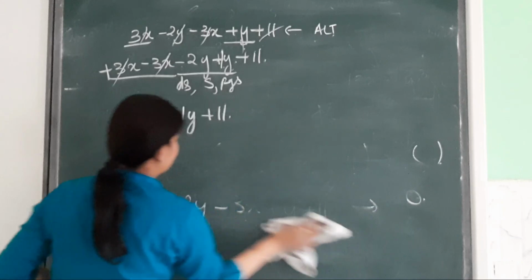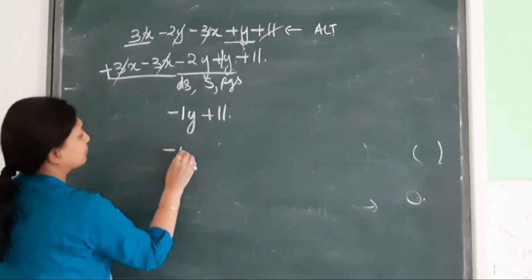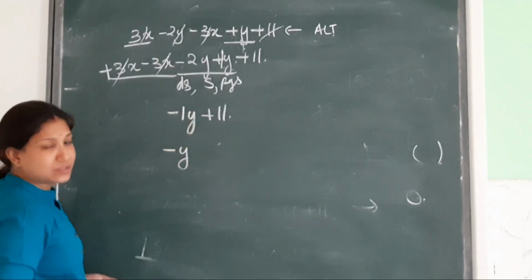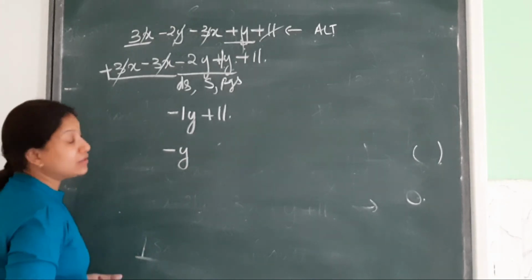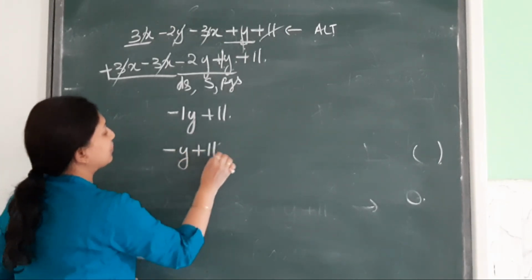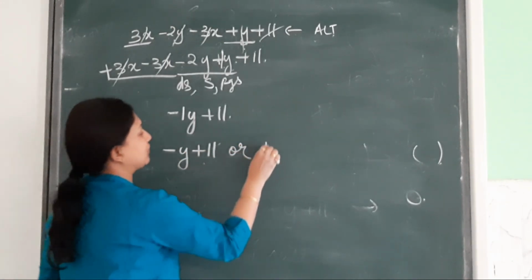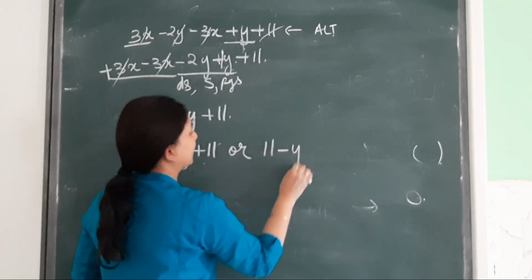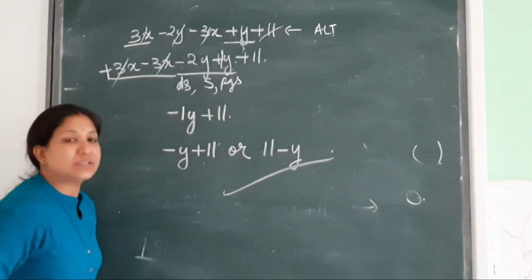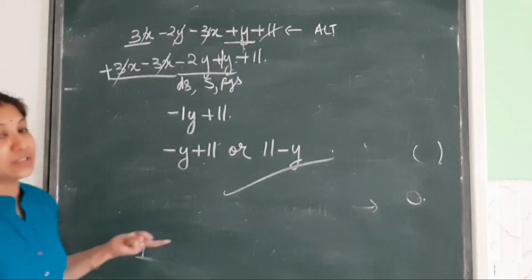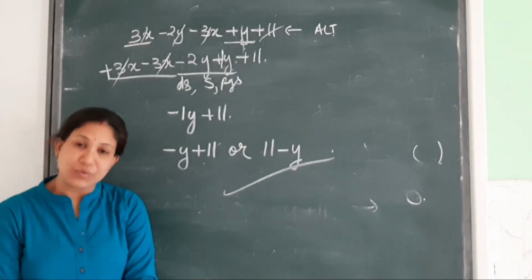You can rearrange it. You can write it like this, minus y, because 1 is silent, like plus sign is silent, invisible. Minus y plus 11, or write the positive number first, 11 minus y. Both the answers are correct. Okay, so this is the solution to this question.